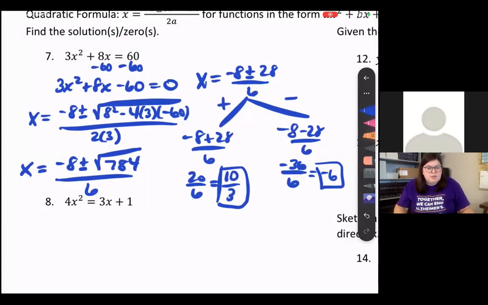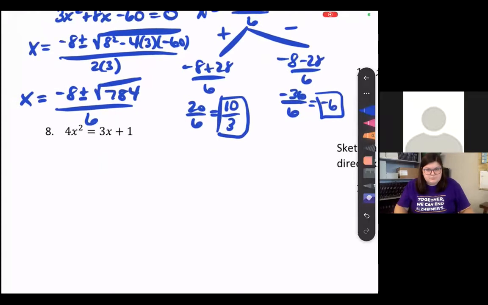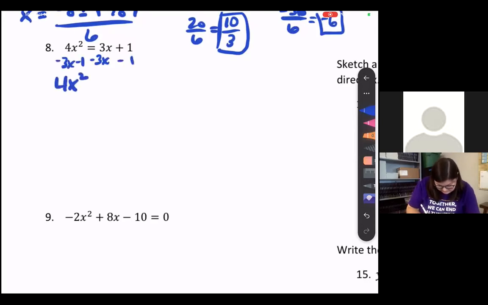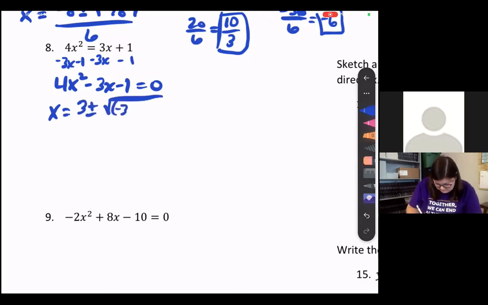Okay. Now for question number 8. Again, we want to get this equal to 0 first. So I'm going to subtract 3x. I'm going to subtract 1 on both sides. So I get 4x squared minus 3x minus 1 equals 0. And now I can use my quadratic formula. Negative b, so x equals 3 plus or minus the square root of b squared minus 4ac, all over 2 times a.